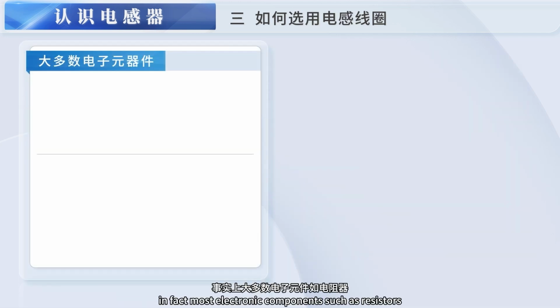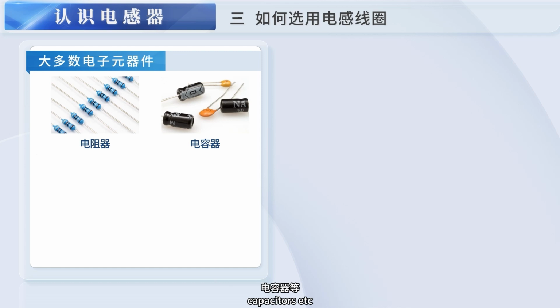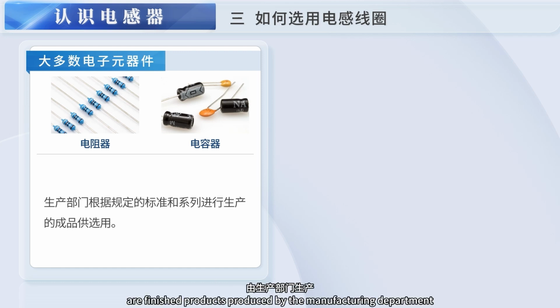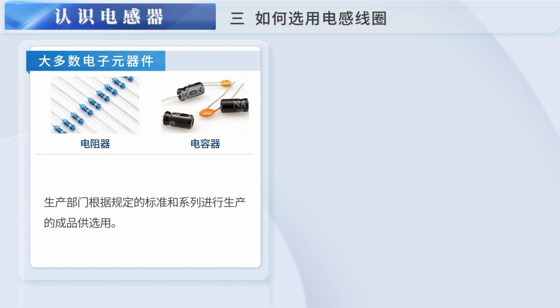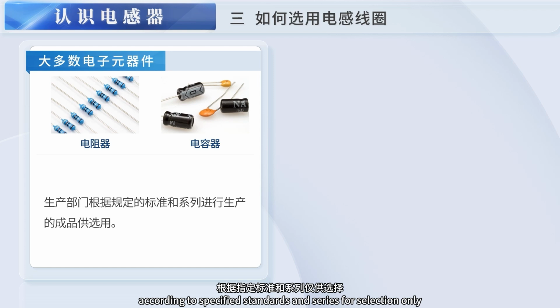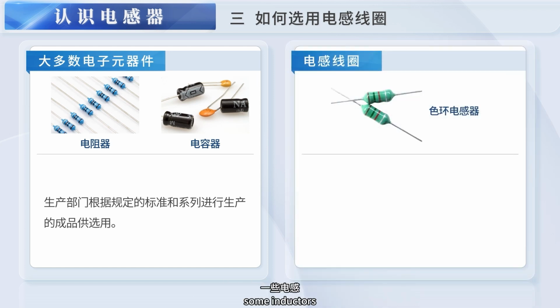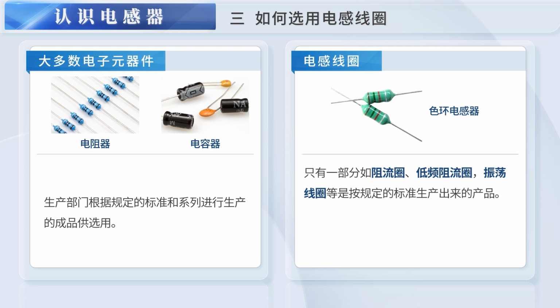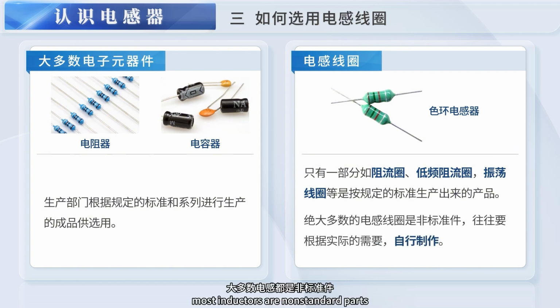In fact, most electronic components such as resistors, capacitors, etc. are finished products produced by the manufacturing department according to specified standards and series, for selection only. Some inductors, such as choke coils, low-frequency choke coils, and oscillating coils, are produced according to the specified standards. Most inductors are non-standard parts, often made by ourselves according to actual needs.